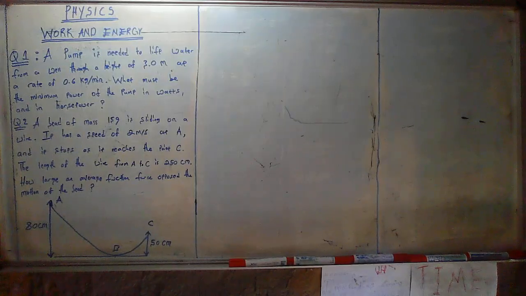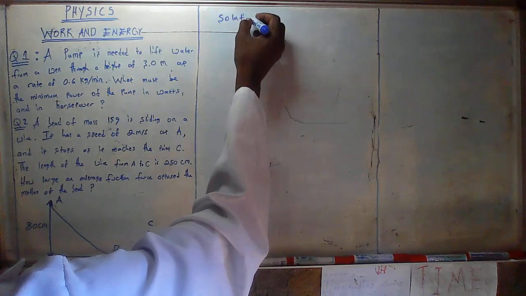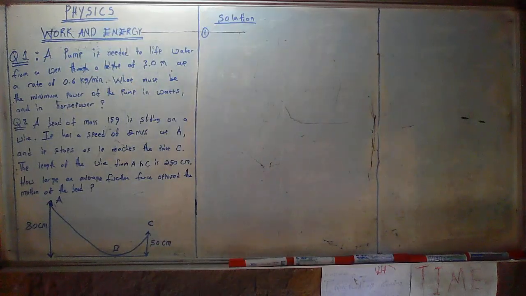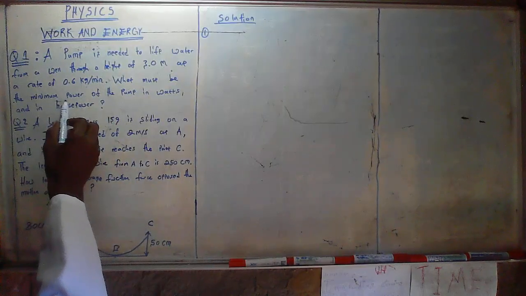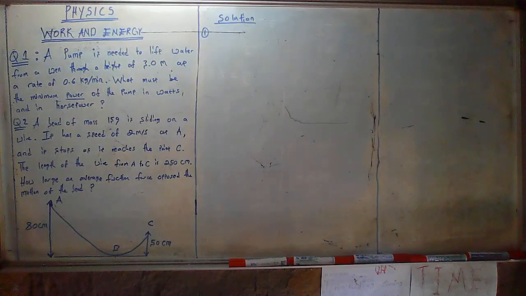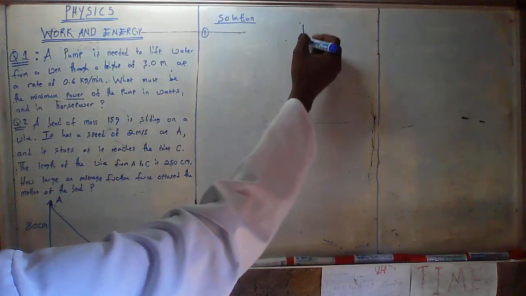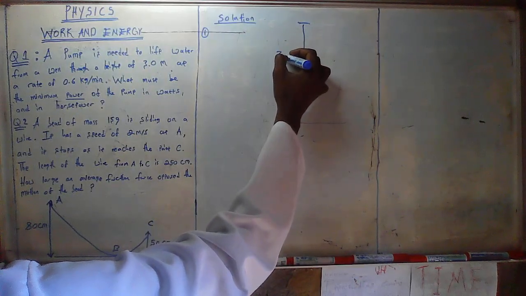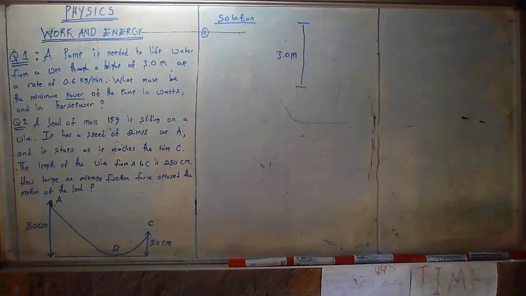Well, this is our solution. They want us to find the minimum power of the pump, given the height of the well to be 3 meters. Okay, we've been given those.